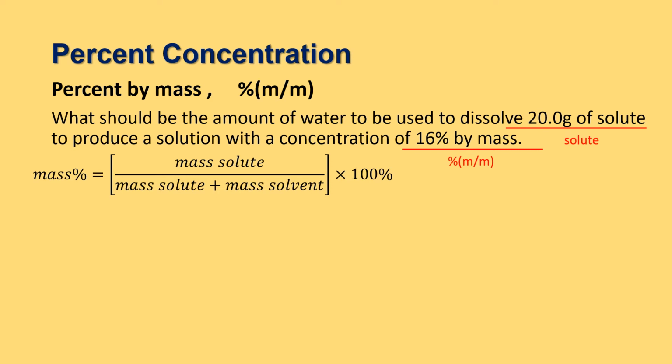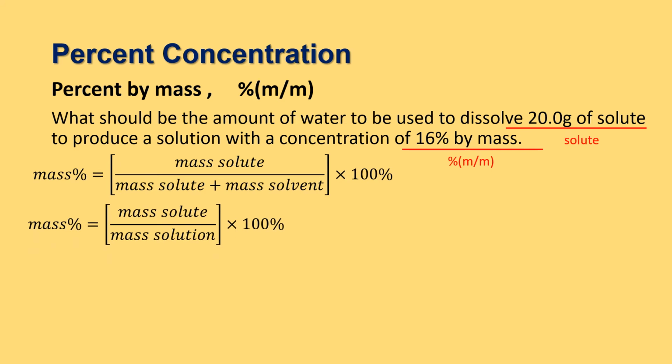But for me, it would be better if we use this other formula, which is percent by mass equals mass of solute over mass of solution times 100%. It is because using this formula, we can solve first for the mass of the solution. And then, when we have already determined the mass of our solution, that's the time that we can solve for the mass of solvent.